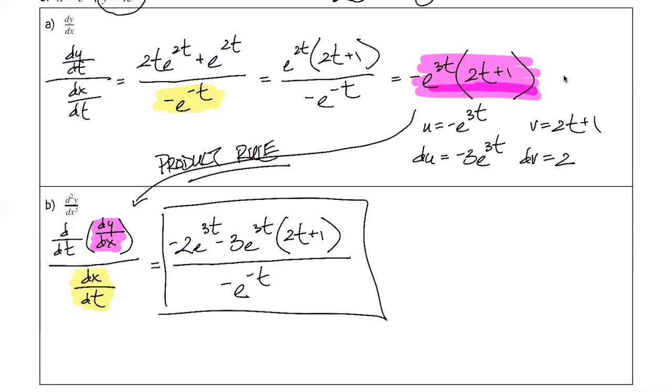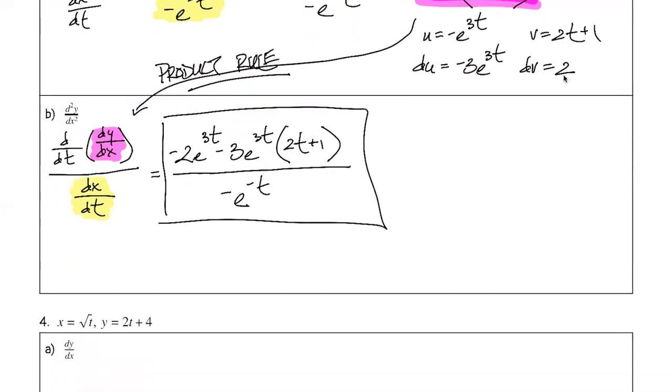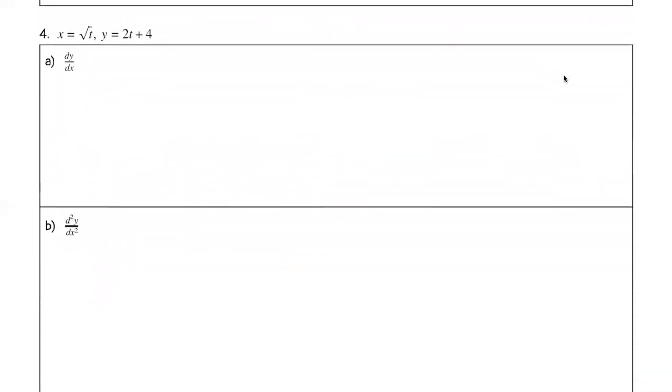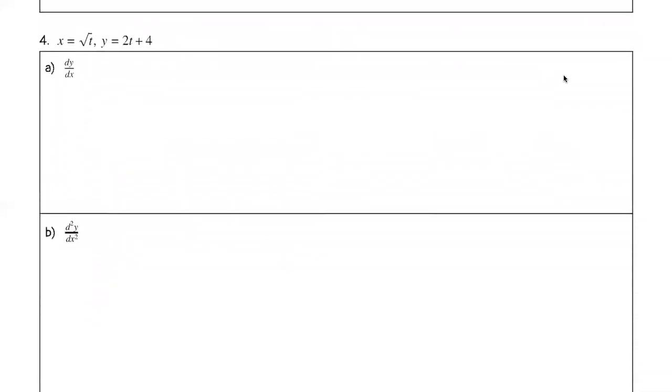All right, let's try one last example here. We're going to take a look at example number 4. So we have x equals t to the 1/2, or the square root of t, and we've got y equals 2t plus 4. So if I want to find my derivative, I need to find dy dt, and I need to divide it by dx dt. Dy dt is pretty easy here. It's just going to give you 2.